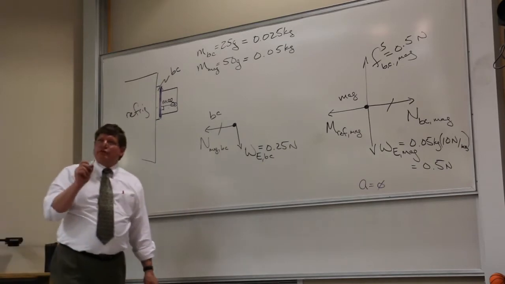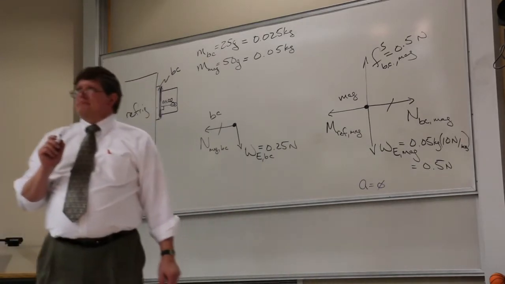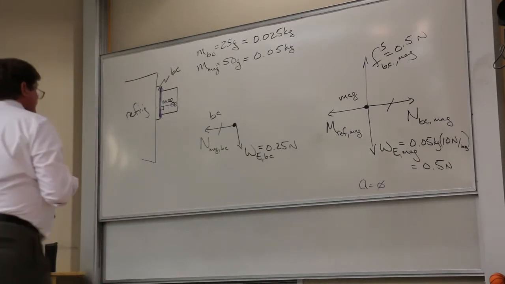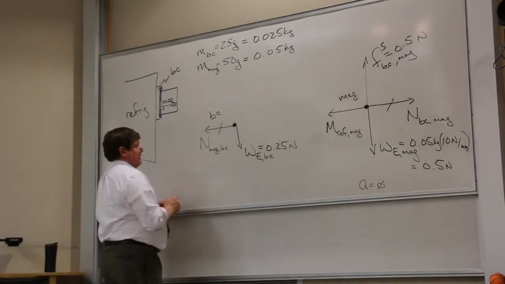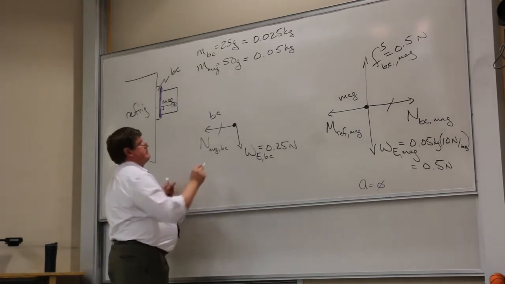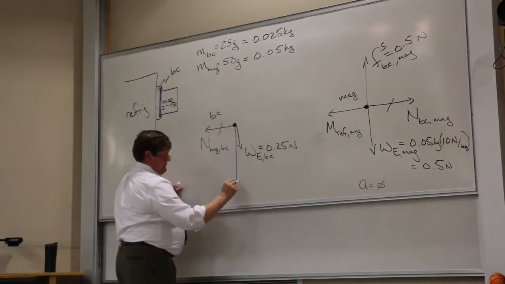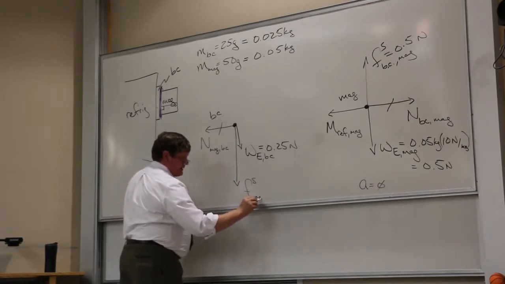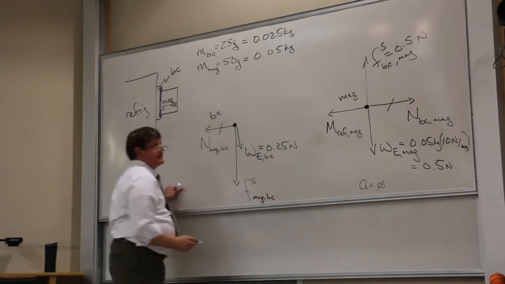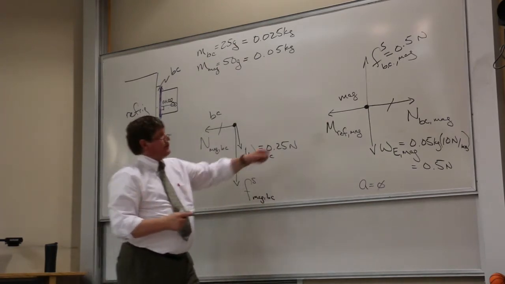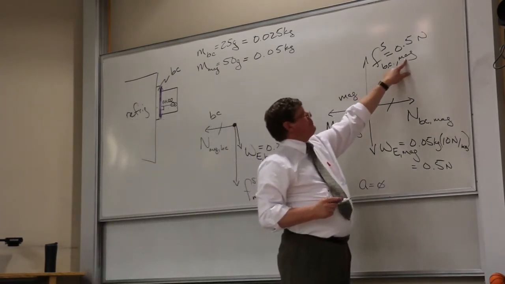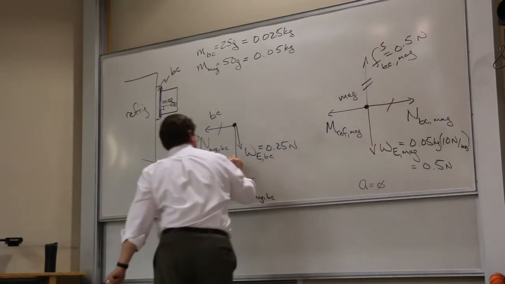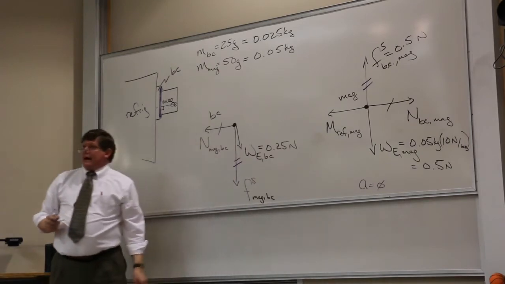Now, when this was on an exam years ago, the most commonly missed force was this force here. It's a static friction force by the magnet on the business card. And I know it's there because of third law. The business card is pushing up on the magnet with the static friction force. By third law, the magnet has to push back.